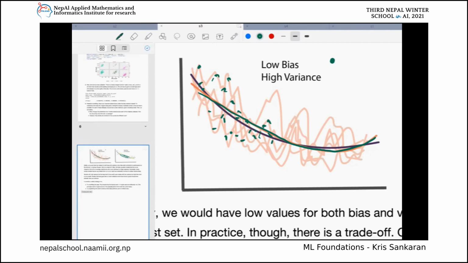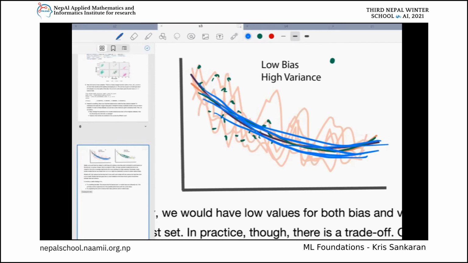So that's why it's not tight. Ideally we would have a whole bunch of lines that are all around the purple, and then we would have low bias and low variance, right? But unless you know the form of the model, that can be very hard to do. So yeah, that explains the variance part.